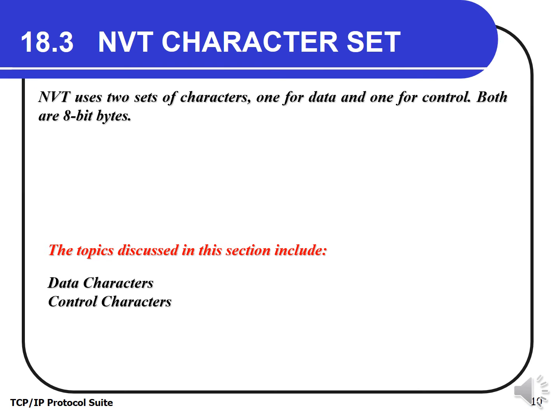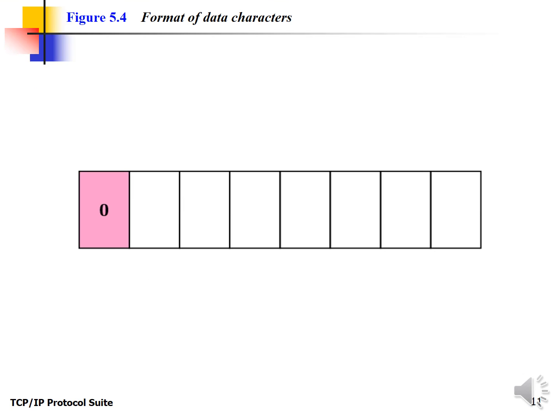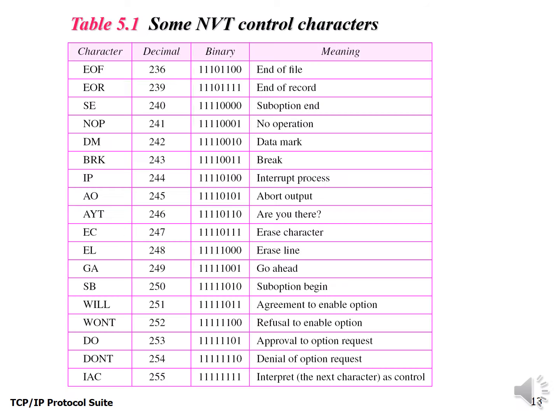Data characters start with 0. In the set of characters, end of file will have 236 binary as well as end of record. So there are many options.